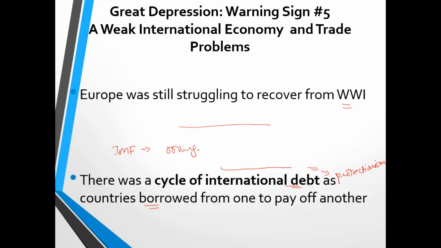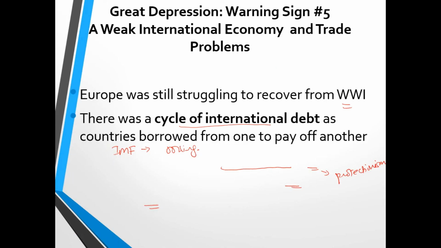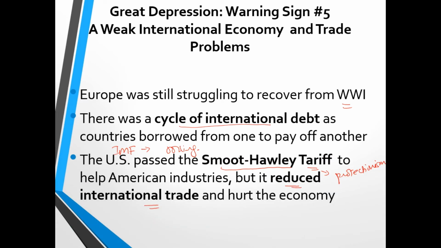Next, a weak international economy. Europe was still struggling to recover from World War I, so where to export? There was a cycle of international debt as countries borrowed from one to pay off another, like IMF loans. Pakistan borrows another loan to pay the previous payment. So these type of things.